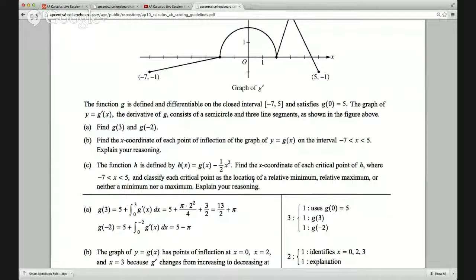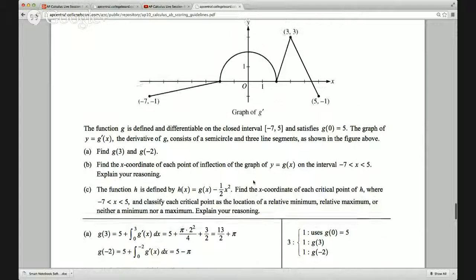Letter B, not number B. Find the x-coordinate of each point of inflection on the graph of y equals g of x on the interval negative 7 to 5. Explain your reason. Points of inflection mean where the second derivative is 0, where the graph changes concavity, or where the first derivative switches from increasing to decreasing, or vice versa.